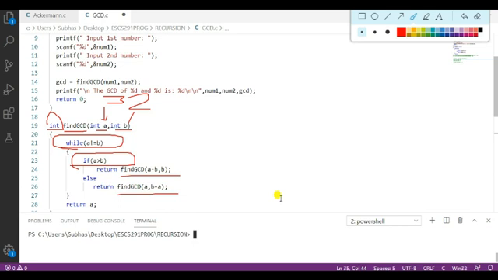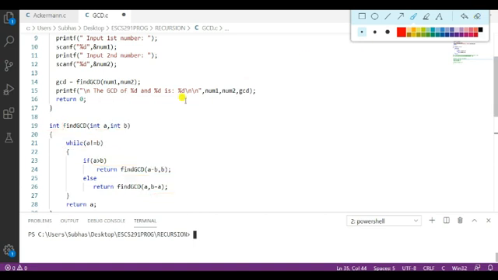For example, you can take 3 comma 2, no problem. So A equals 3 and B equals 2, so A is greater than B, so it will call the function with 3 minus 2, that is 1, and it will call 1 comma B, where B is 2. So in the second call, A equals 1 and B equals 2.